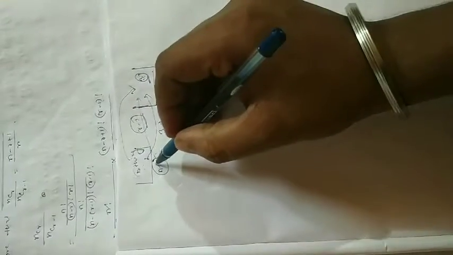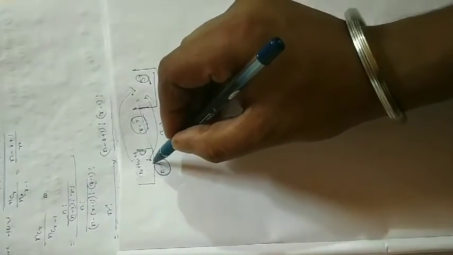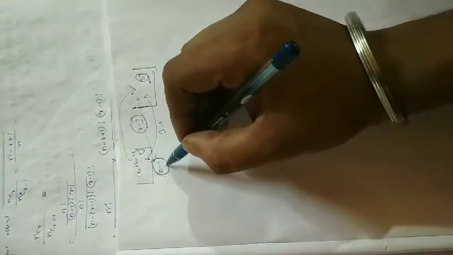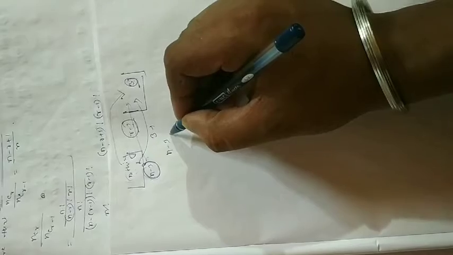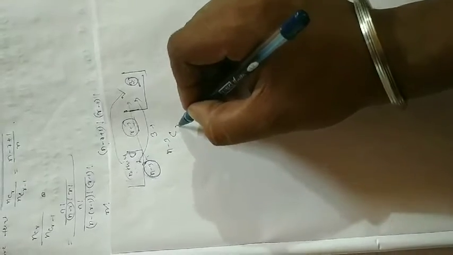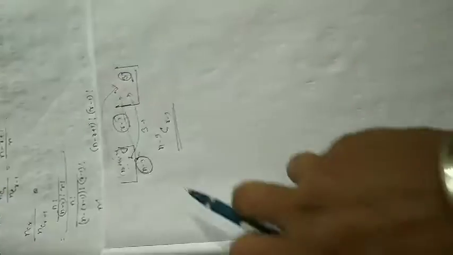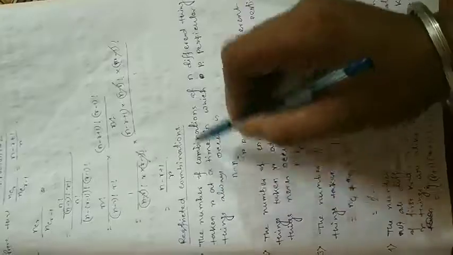Okay. So the number of choices of r minus 3 from n minus 3 is (n-3)C(r-3). So here 3 equals p. Okay. So the required combination will be (n-p)C(r-p).